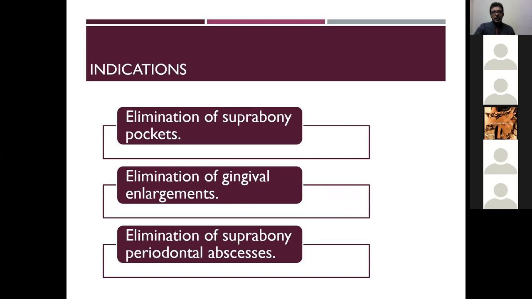Then in elimination of gingival enlargements and in elimination of supra bony periodontal abscess, we indicate gingivectomy. Actually, gingivectomy is a very time honored procedure. Nowadays it is narrowed down to various other procedures, but the indications of gingivectomy still remain the same: you can eliminate the supra bony pockets, where the base of the pocket is above the level of the alveolar crest, the gingival enlargements, and the supra bony periodontal abscesses.